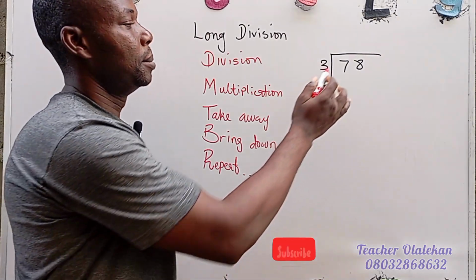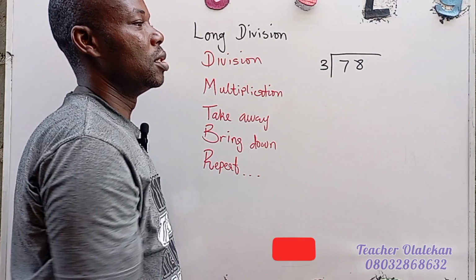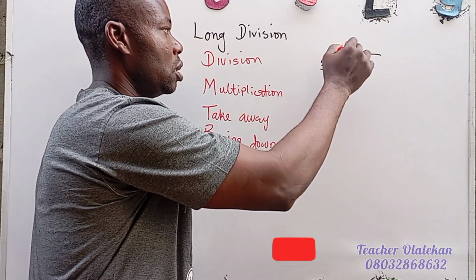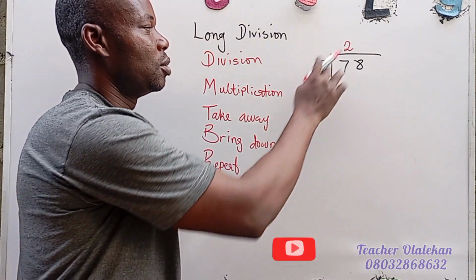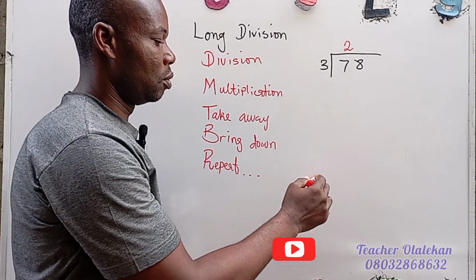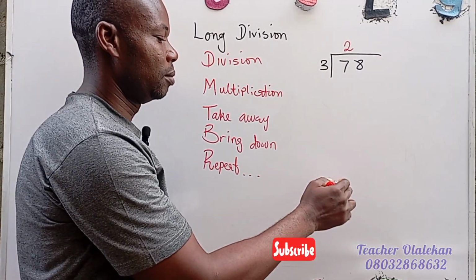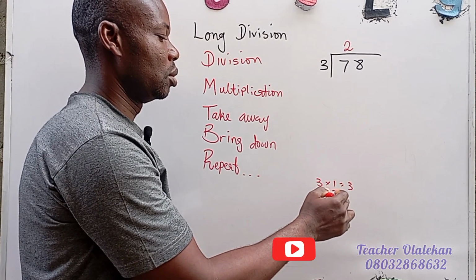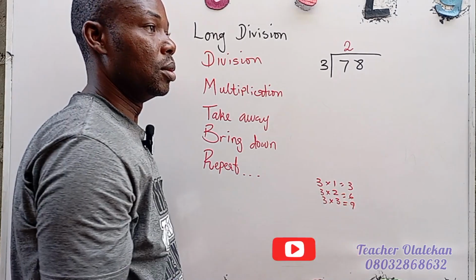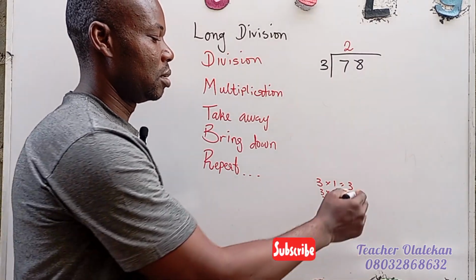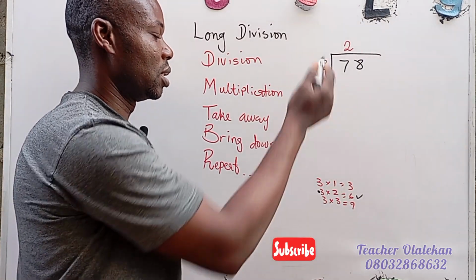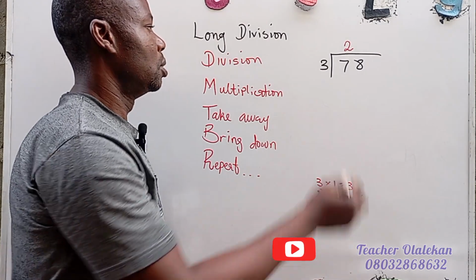So 3 in 7, that's 3 times what is close to or equal to 7. You see that that's 3 times 2. After that, it means we have done the division. Because if you have your 3 multiplication table, 3 times 1 is 3, 3 times 2 is 6, 3 times 3 is 9. So you settle for this, which means your 3 times 2 is the closest answer to 7. You get it now?